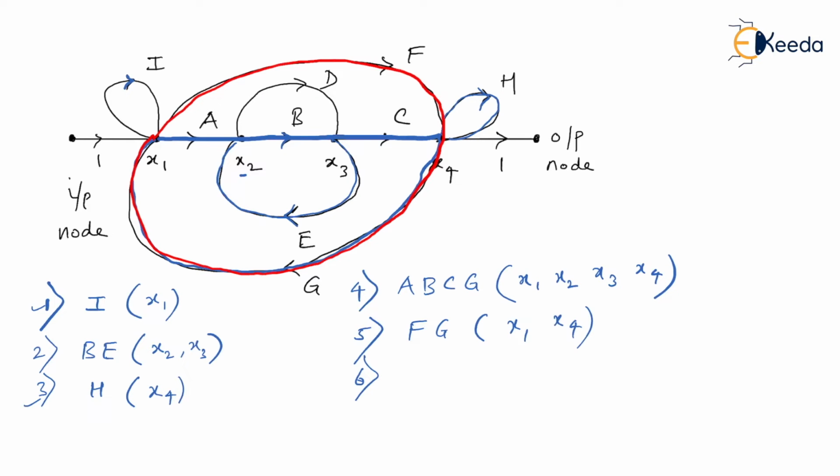In fact, now you can go for this type of loop also, that is A, B, C, and with G you can get back to the same originating node, that is x1. Am I right? So it is A, B, C, and G. So it is again involving x1, x2, x3, x4.